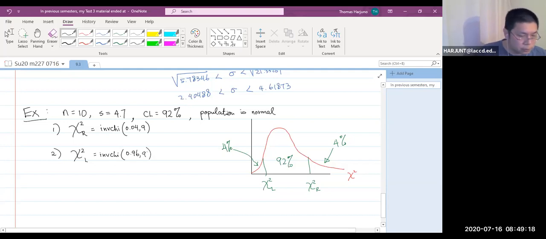Use your calculator. Inverse chi, area to the right 0.04, degree of freedom 9. It takes a while. I get 17.60828, and then for inverse chi, 0.96 area to the right, and the degree of freedom is 9.